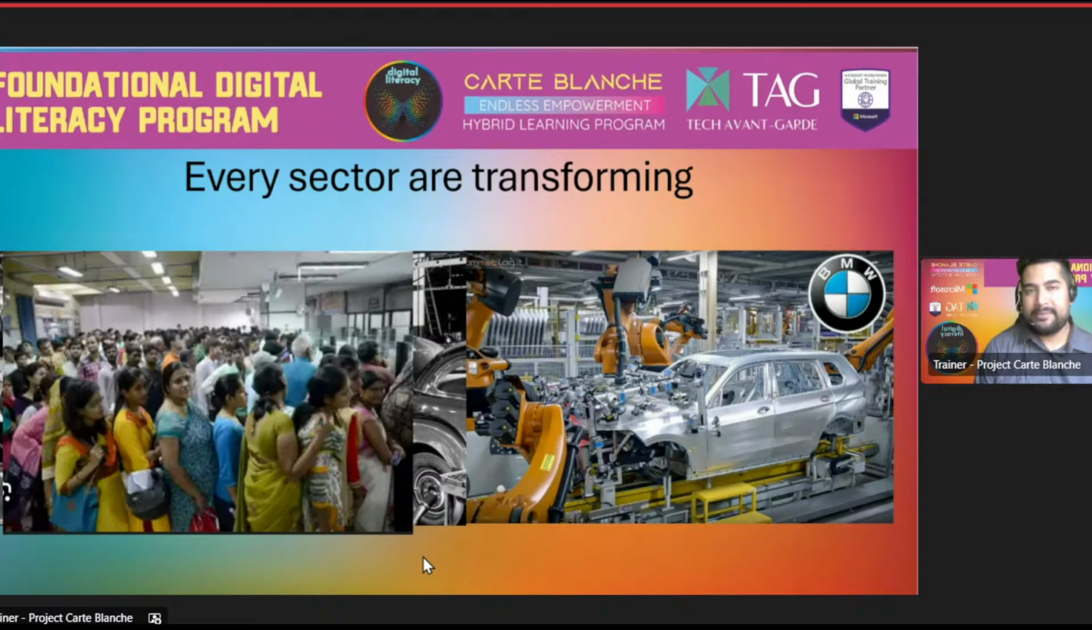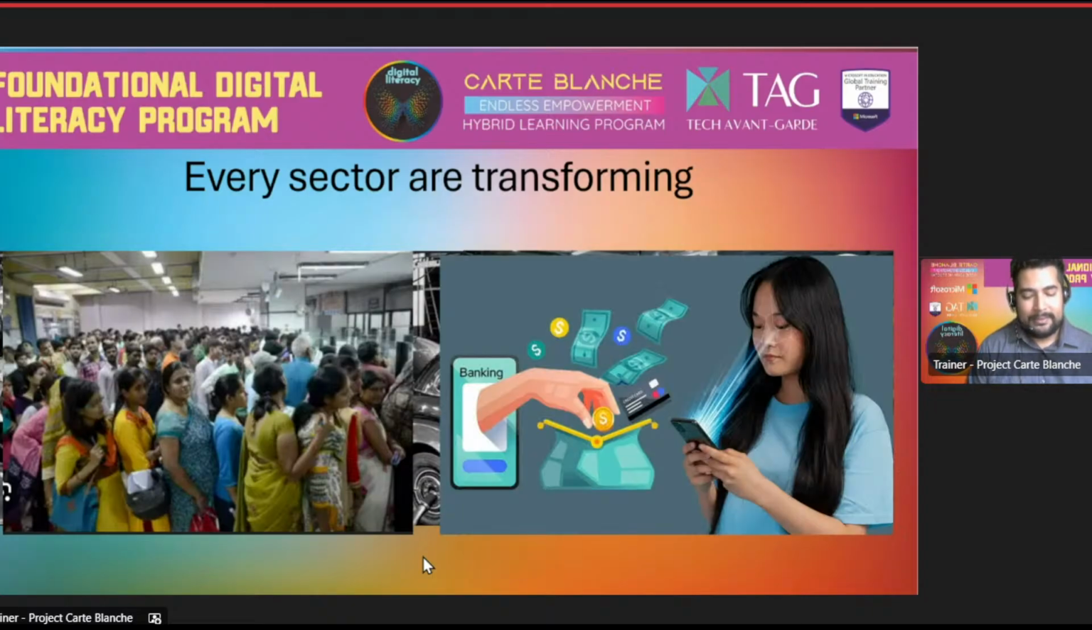Take this second example. This is the bank. Long queues. You can talk to your parents, they will tell you there were long queues. But today, the digital intervention is there. People are able to use the mobile phone. They can transfer money, they can receive money, they can do everything. But is everybody aware about how to do it safely? That's a question mark.